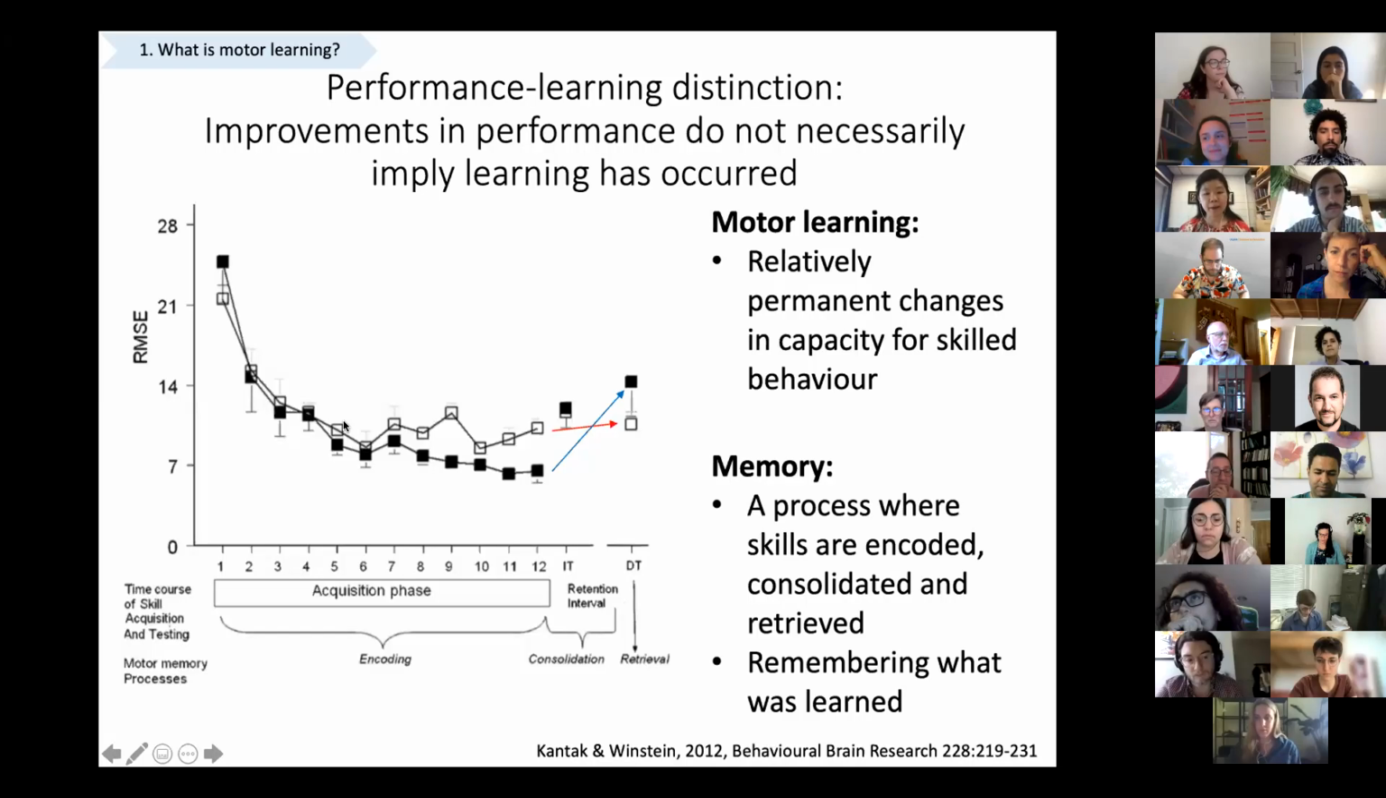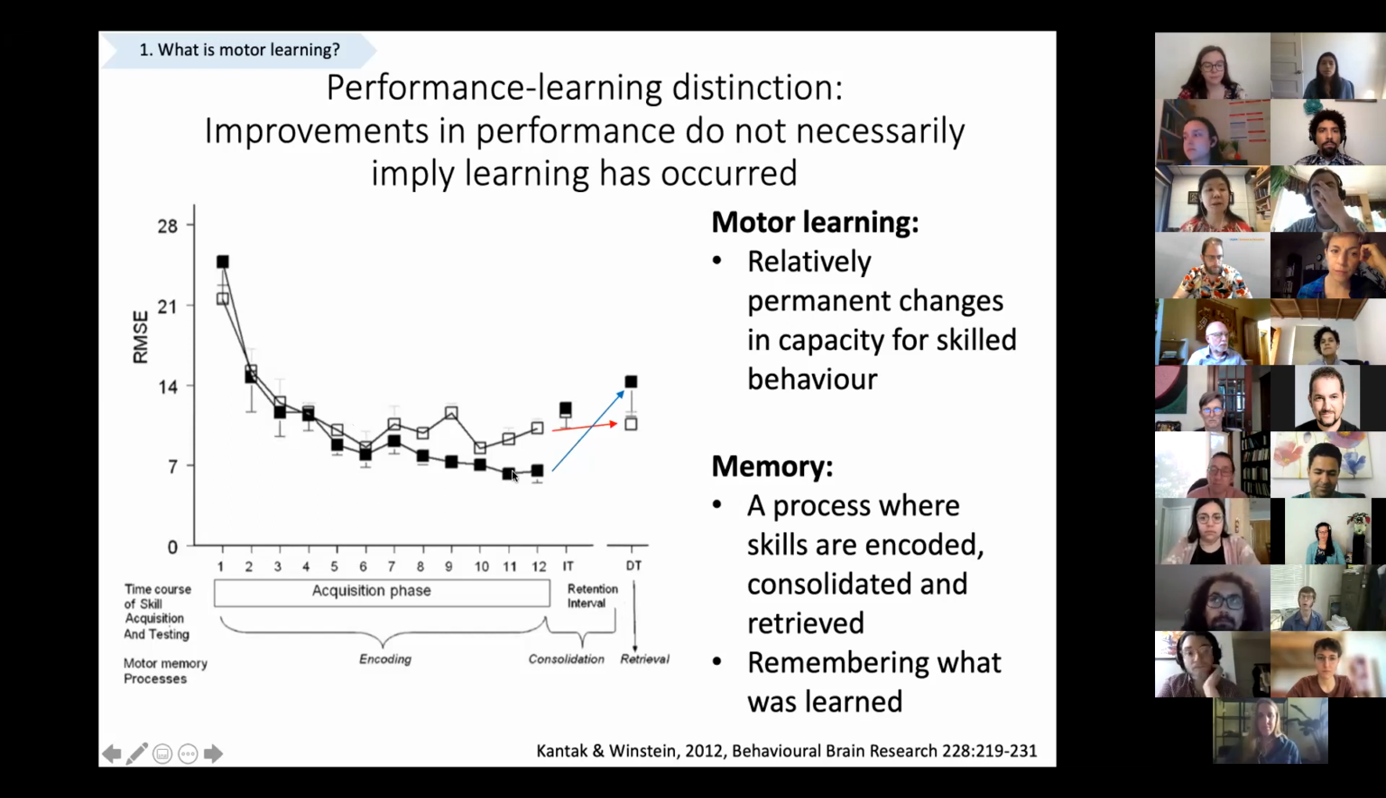People generally get better. The key thing is, though, you might be tempted, so here we have performance data for, say, 2 groups of participants. And in trying to interpret data from this graph, you might be tempted to say, well, the people who are represented by the black squares, they must be better motor learners because their performance is better. And so this is the performance learning distinction.